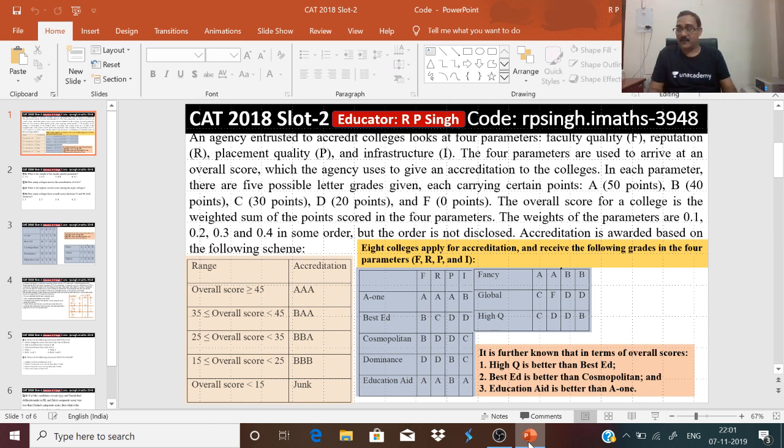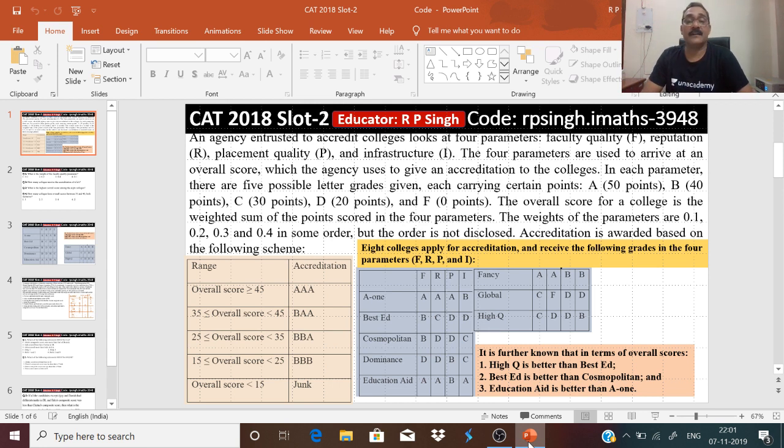So guys, without wasting time, now let us start discussing this set. This is the set based on weighted average and it is from the CAT 18 evening slot, right guys? What is the set, what is given, what you have to find out, then how you will find out.